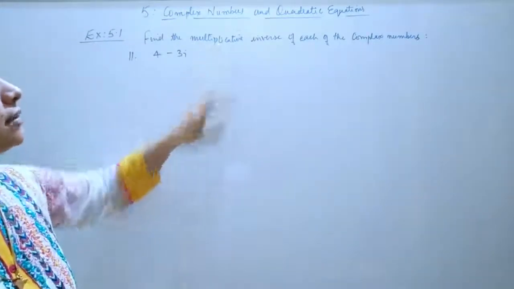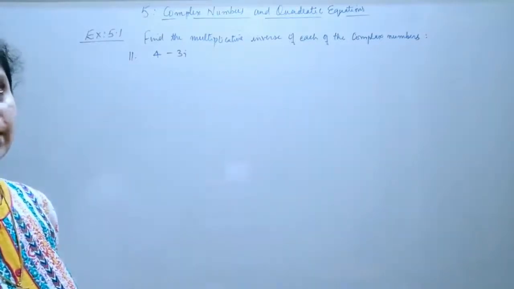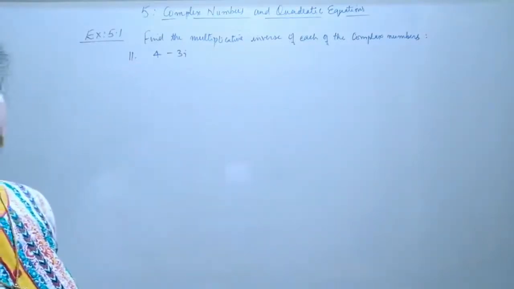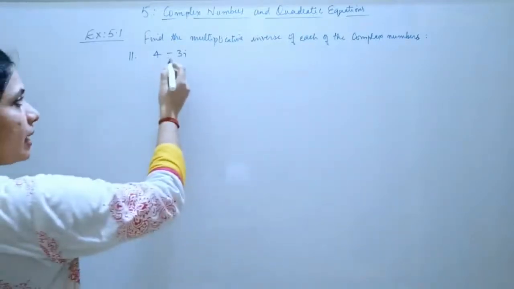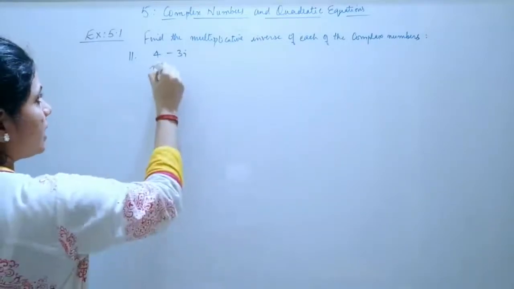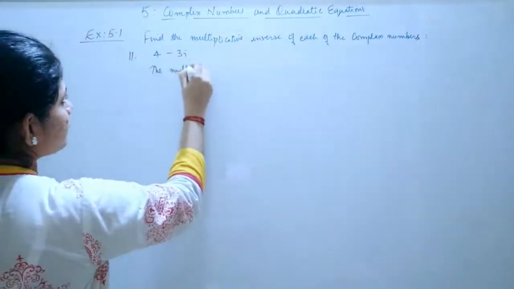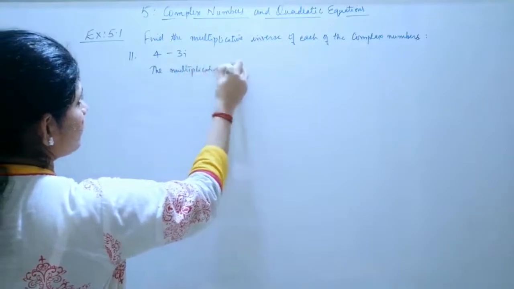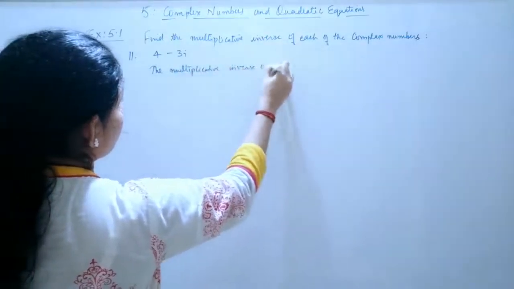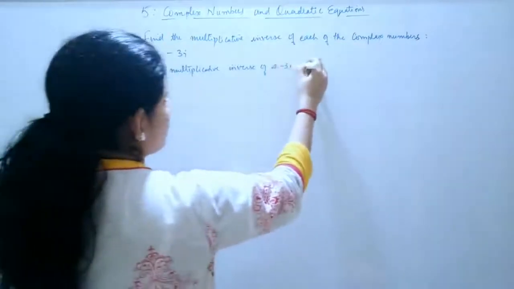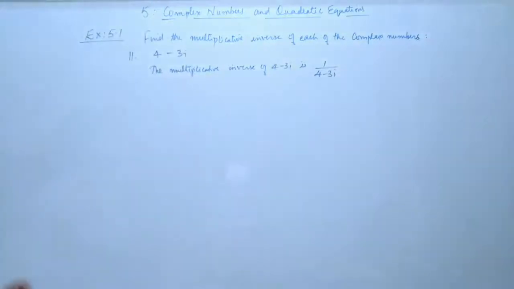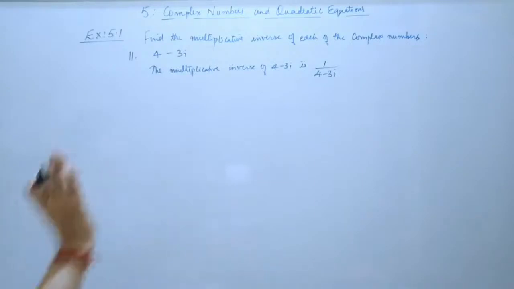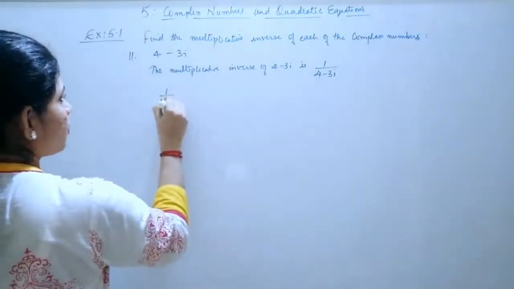Next question is, find the multiplicative inverse of each of the following complex numbers. First one is 4 minus 3i. Now what do you mean by the multiplicative inverse of a complex number? If 4 minus 3i is the complex number, the multiplicative inverse of 4 minus 3i is actually 1/(4 − 3i), that is 1/z. Z is the complex number, then 1/z is the multiplicative inverse of z. So you need to find out actually 1/(4 − 3i).